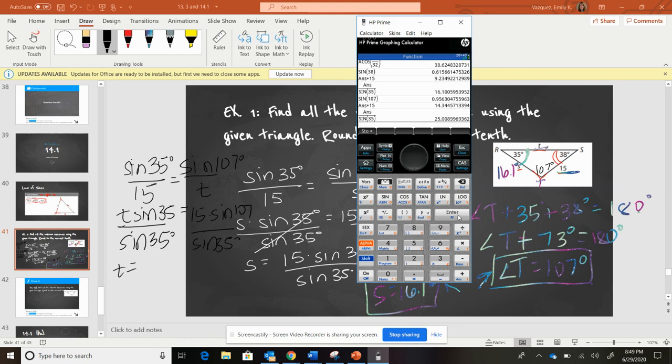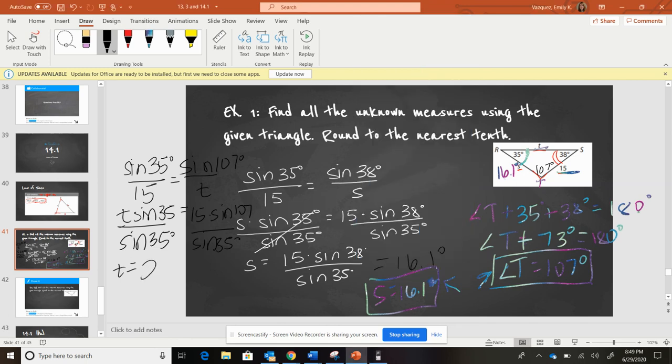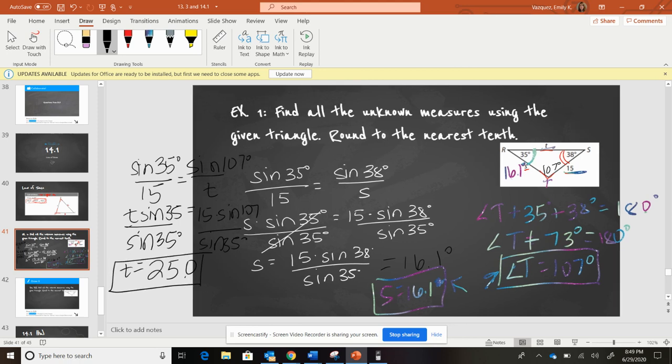All right, and it looks like rounded to the nearest tenth, we're going to have 25.0. Again, lowercase letters are sides, uppercase letters are angles, so I don't need to put a degree on this question.